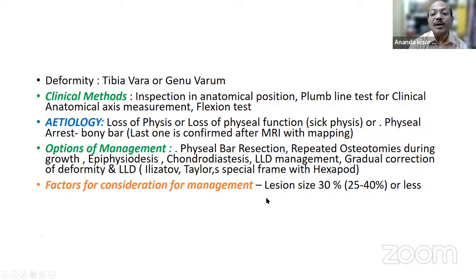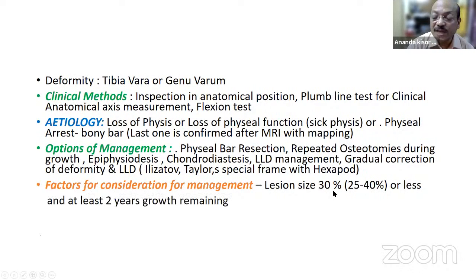So we have to use the MRI to map the exact area of the bar. Another important factor is that we have to check whether there are at least 2 years of growth remaining. If there are 2 years of growth remaining, in that case we choose physeal bar resection. So if the lesion size is in the 20 to 40% range or less, and there are at least 2 years of growth remaining, we go by physeal bar resection. If it is an infective process, we have to wait at least 1 year till the complete healing of the discharge. So these three conditions should be fulfilled before the physeal bar resection.